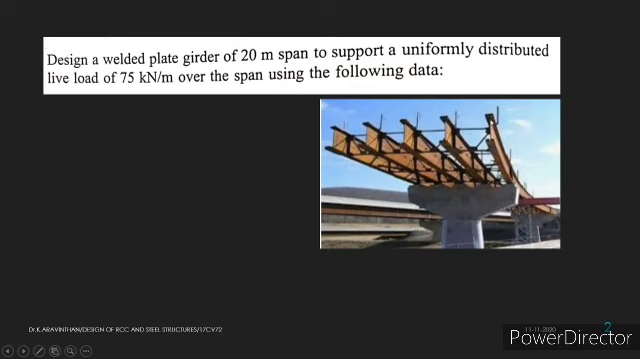So the member has two components. One is the web component and another one is the flange component. The web component will be this part and the flange component will be the top and bottom, known as the flange in an I section. We have to design the depth required. So this is the section which we are going to design.